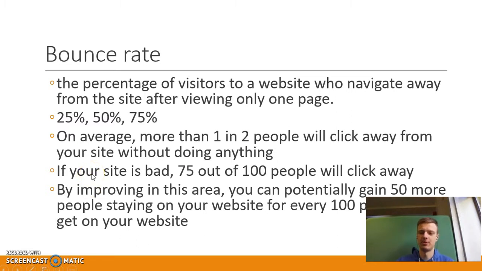I know the math might be a bit confusing, but basically, if your website is good, then only 25 people will click away. But if your website is bad, then 75 people will click away. And let's say most people's websites are not that great, so let's say right now it's 75 out of 100 people clicking away. But if you improve it, then you can reduce it to 25, and you can potentially gain 50 more people staying on your website.